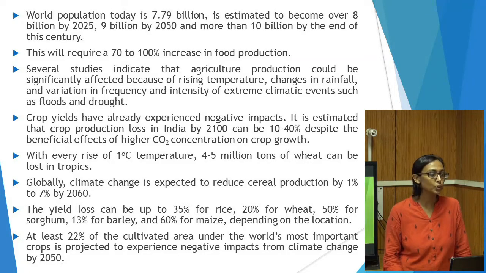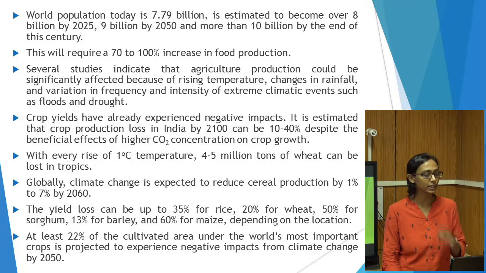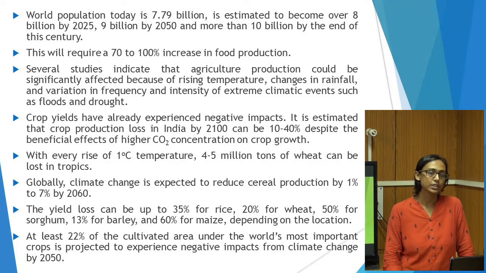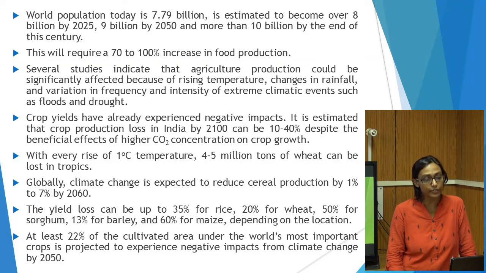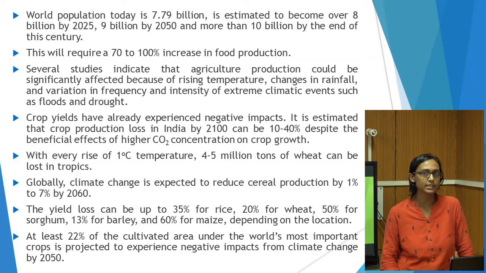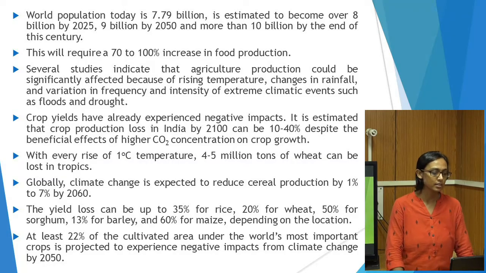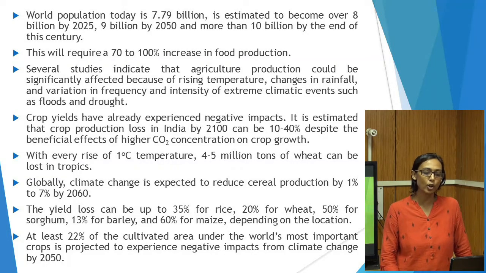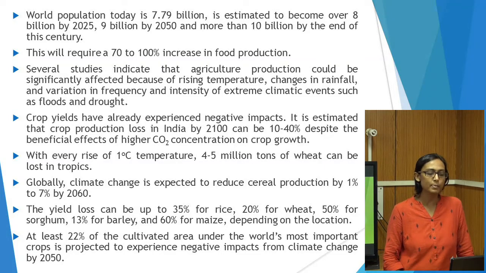And not only this, several studies indicate that agriculture production could be significantly affected by rising temperature, changes in rainfall, variation in frequency and intensity of extreme climatic events such as floods and drought, all in accordance with climate change. And crop yields have already experienced negative impacts. It is estimated that crop production loss in India by 2100 can be 10 to 40% despite the beneficial effects of higher carbon dioxide concentration on crop growth.